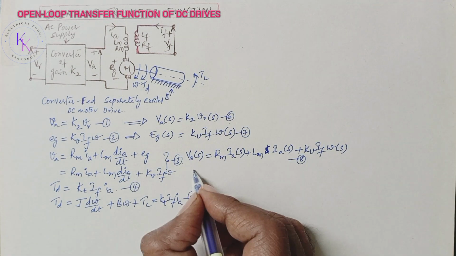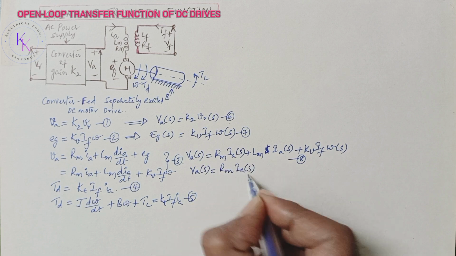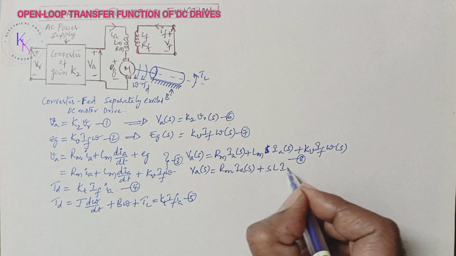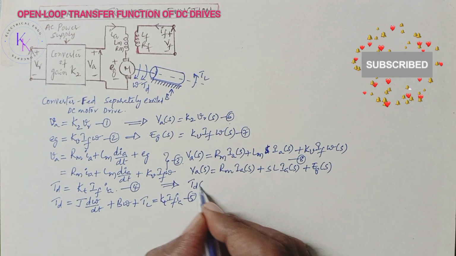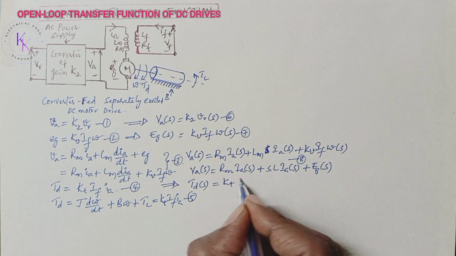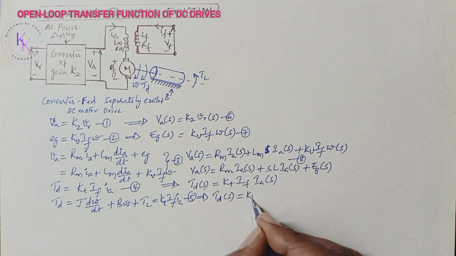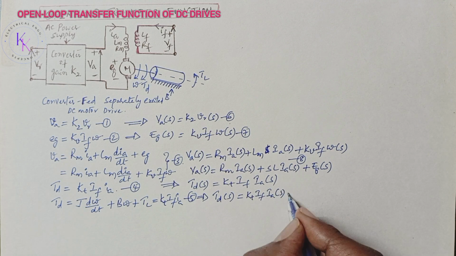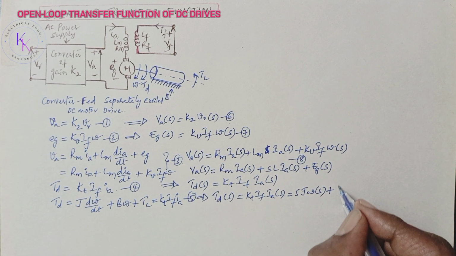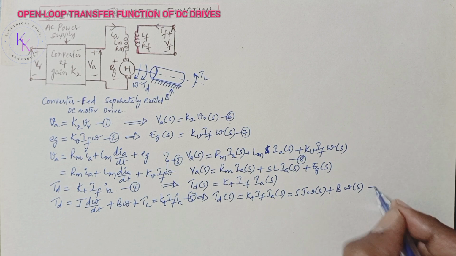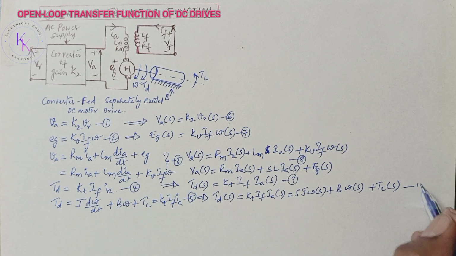In terms of EG also we can write that VA of S equals RM IA of S plus S LM IA of S plus EG of S. TD of S equals KT IF IA of S, which equals S J omega of S plus B omega of S plus TL of S. This is equation 9 and this is 10.